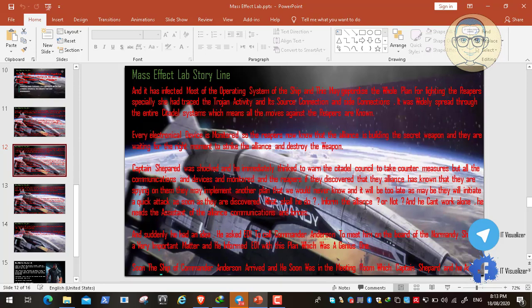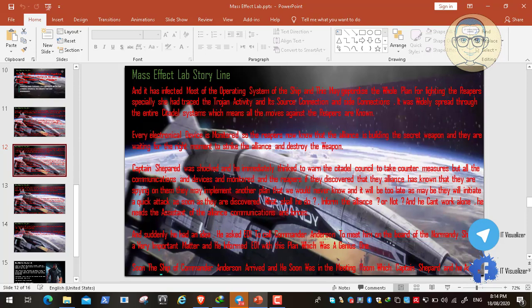Inform them or not? So he suddenly has an idea. He asks EDI to call Commander Anderson, the representative of Earth in the Citadel Council. He asks him to meet on board the Normandy for a very important matter, and he informs EDI of his genius plan. So he asked to see Commander Anderson, the representative of Earth in the Citadel Council, to meet him on his ship to tell him a very important matter.